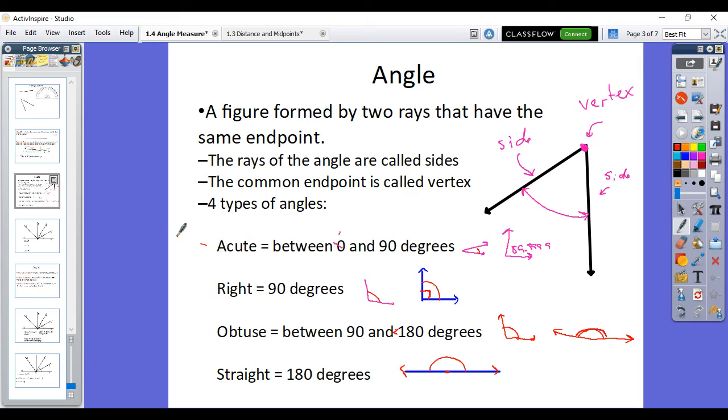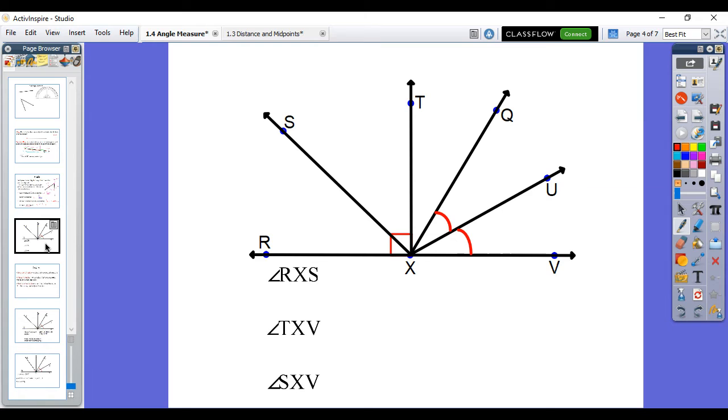So we have an acute angle, greater than 0 and less than 90. A right angle, exactly 90. An obtuse angle, greater than 90 but less than 180. And a straight angle, which is exactly 180. So let's look at this right here as an example.